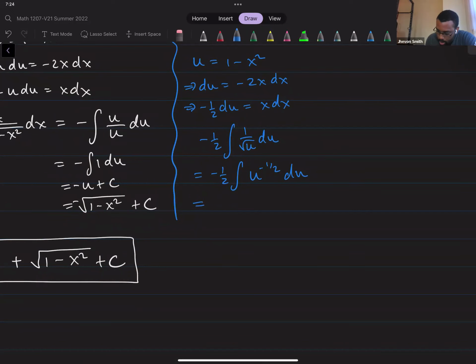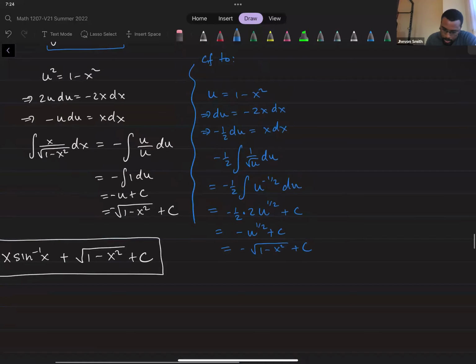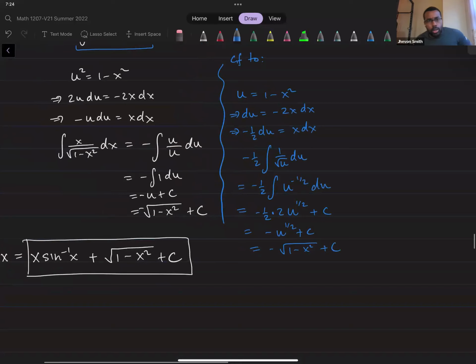And so you add 1 to the power, divide by the new power, which means multiplying by 2. So it's minus u to the 1/2 plus c, which we know is minus the radical of 1 minus x squared plus c. So this is something with substitution, which doesn't get talked about in Calc 1 very often.